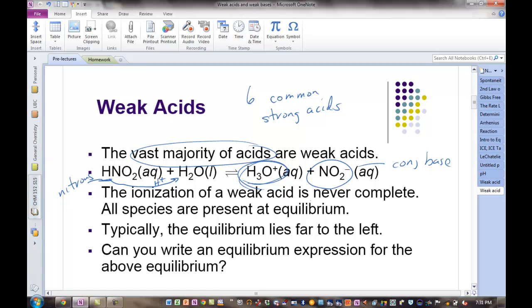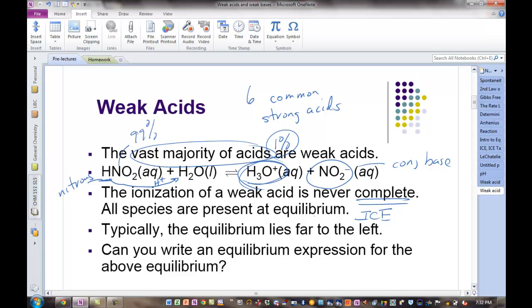Now, as you probably already know, for strong acids we assume the reaction goes to completion. Weak acids do not go to completion. All species are present at equilibrium. That is why we have to set up an ice table to solve for the pH of a weak acid. Typically the equilibrium lies far to the left. Typically, 99% stays as the weak acid and only 1% ionizes, goes to product. Again, that's just an estimate. It depends on the weak acid and on its concentration.